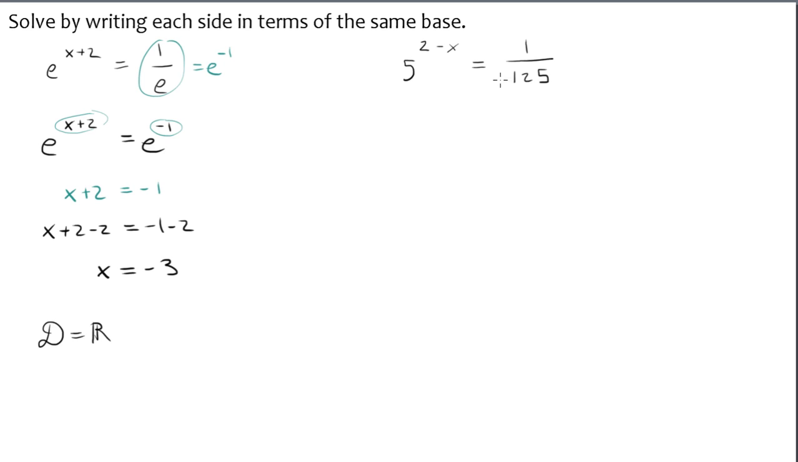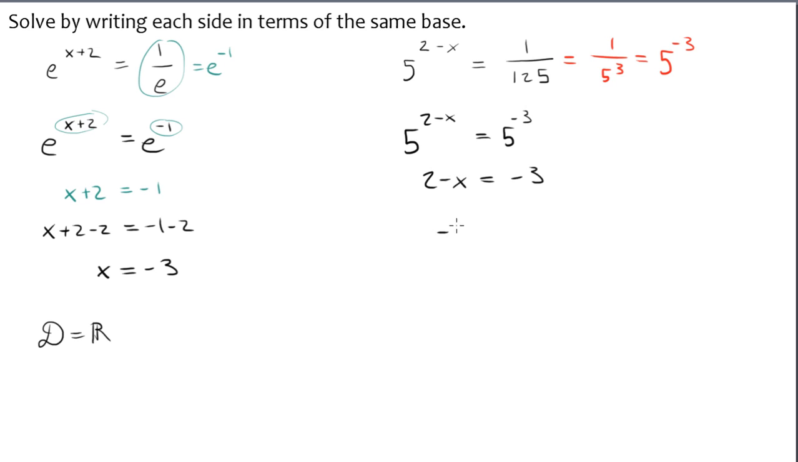Similar to that is this question on the right, where 125 is equal to 5 cubed. So 1 over 125 is 1 over 5 cubed, which is 5 to the negative 3. So if 5 to the 2 minus x is equal to 5 to the negative 3rd power, then that must mean that 2 minus x is equal to negative 3.